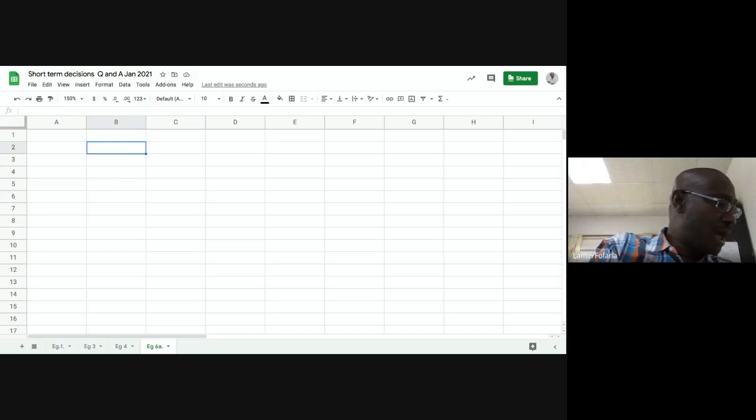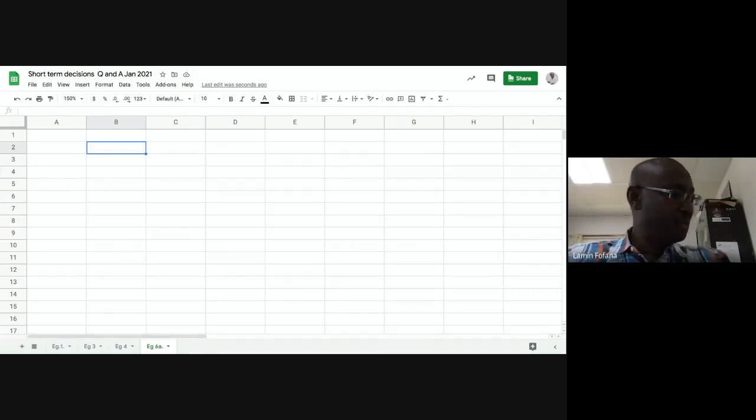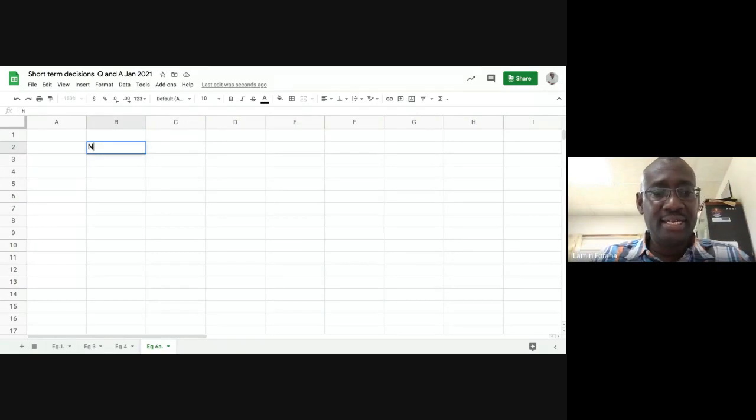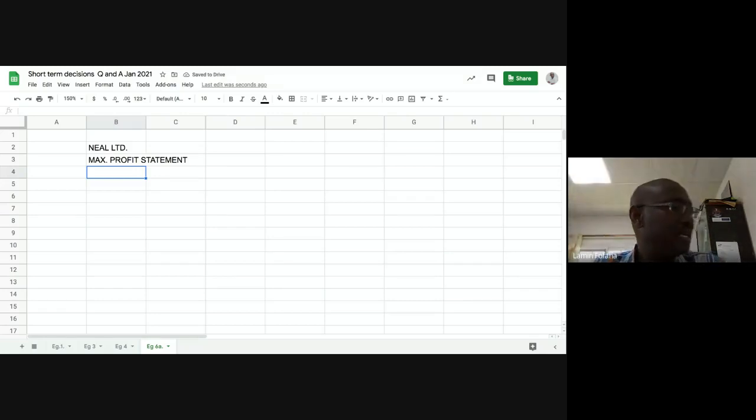So what we require is to calculate the maximum profit. First we start with the heading. The heading will always be the name of the company, which is Nail Ltd. And what will be our statement? The name of our statement will be maximum profit statement. I'll just shorten maximum as max profit statement. So we're supposed to calculate our maximum profit statement. Is that clear?